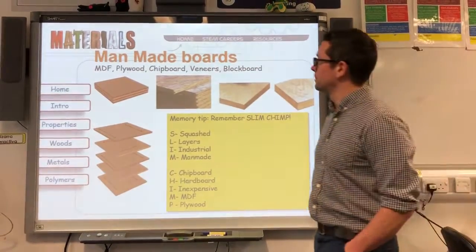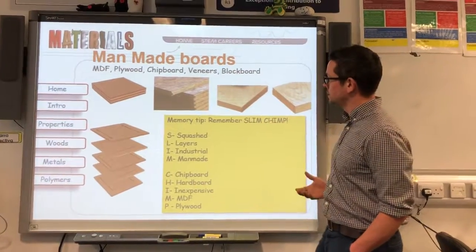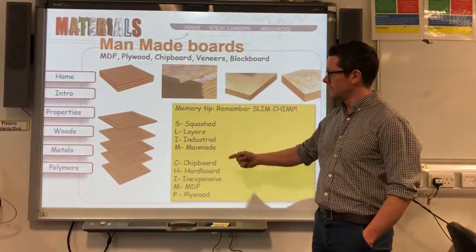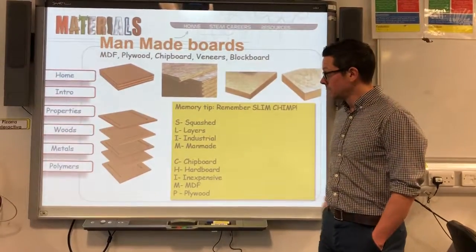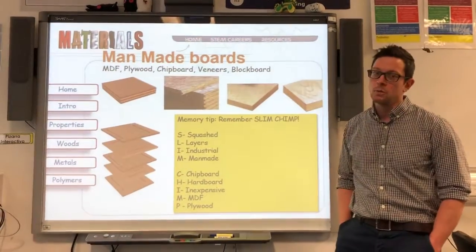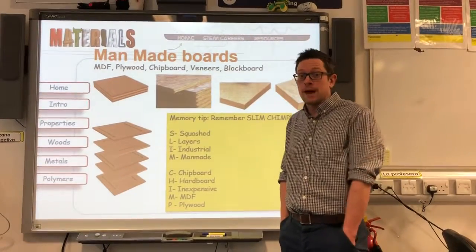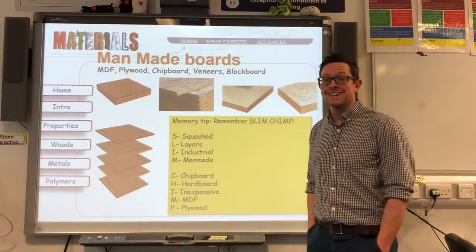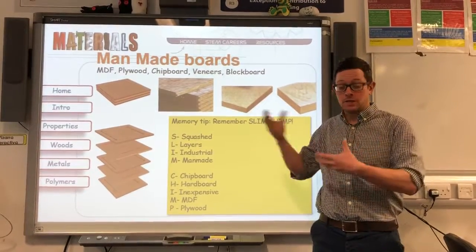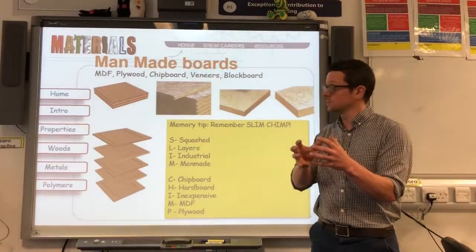Okay, we've also got our man-made boards, MDF, plywood, chipboard, OSB, veneers, okay, easy way of remembering it is slim chimp, so it's squashed, it's layers, industrial, they're man-made. Okay, and then examples are chipboard, hardboard, inexpensive, MDF and plywood, okay? They are all precision engineered, so if you're trying to make something absolutely perfect, you know you're going to get exactly the right size, whereas natural timber, okay, is unstable, as we've seen, it twists and warps, changes size, okay, it's not a precise science, okay?